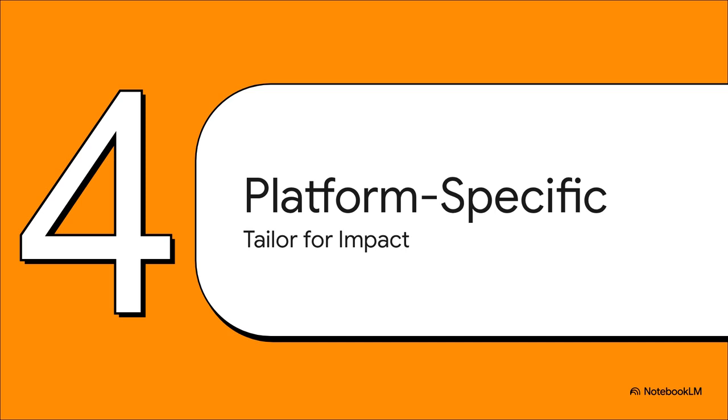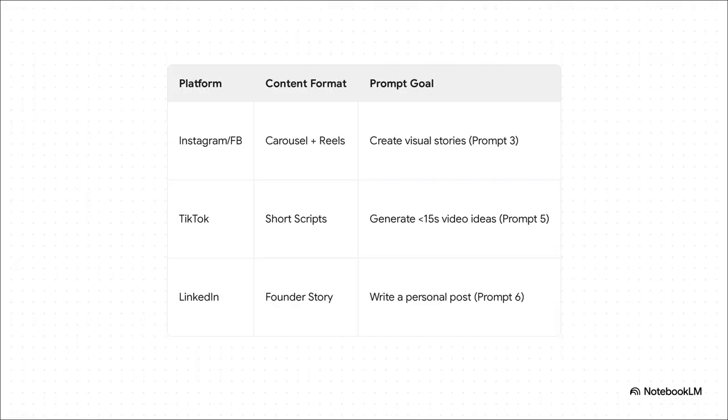And with the right prompts, your AI can handle all that complexity for you. This table just lays it out perfectly. So for Instagram, you're going to want a prompt that generates a whole visual story, like a carousel and a matching reel script. For TikTok, the goal is totally different. You want 3 quick, punchy video ideas, all under 15 seconds. And then for LinkedIn, you design a prompt to create a more thoughtful founder story that really invites engagement.